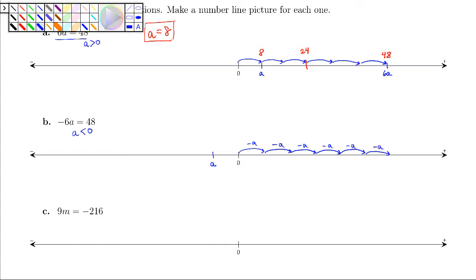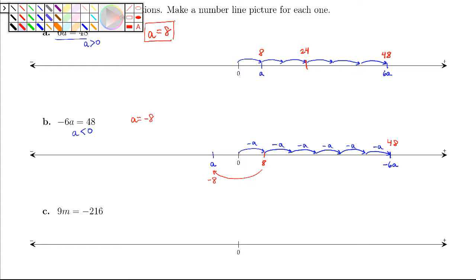So this is negative 6 copies of A, if A is a negative number, and this is supposed to end up at 48. So again, if I break 48 up into 6 equal pieces, that means this is 8. So the opposite of A is 8, which makes A equal to negative 8. Okay, so that means A equals negative 8.